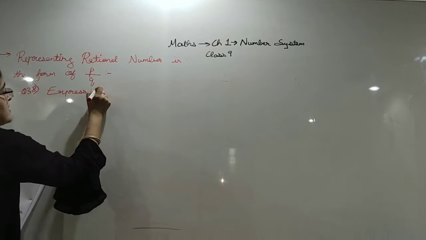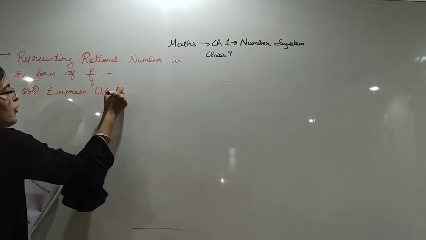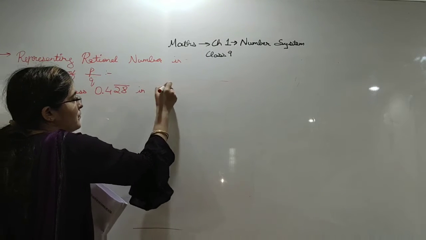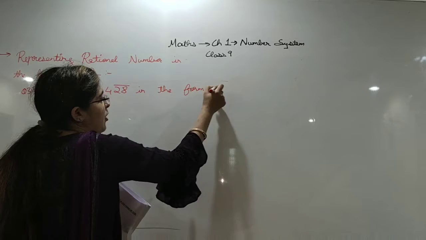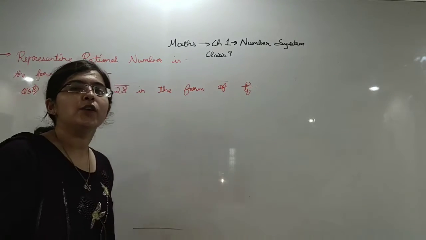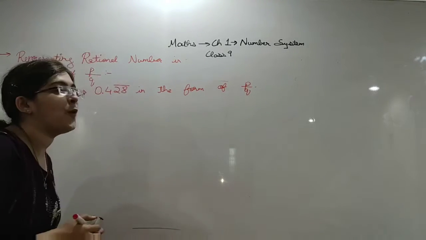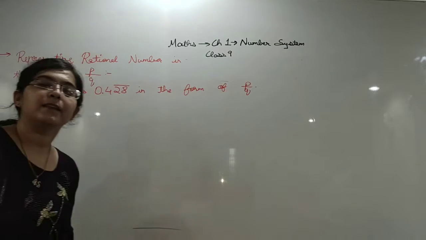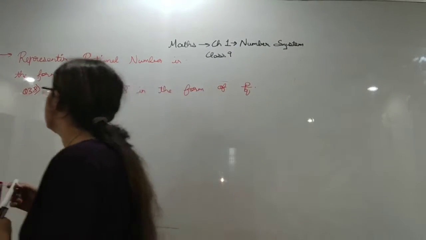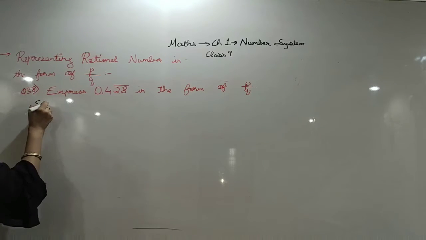Express 0.428 bar in the form of P by Q. In the form of P by Q. What you have to do? You have to express 0.428 bar in the form of P by Q. Okay, we have done such types of questions. Let's start. What we have to do?